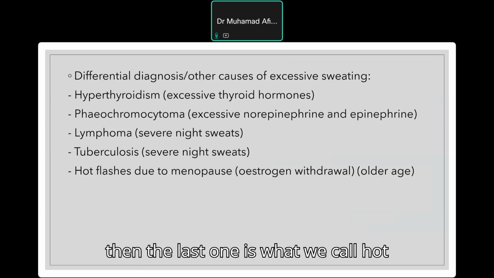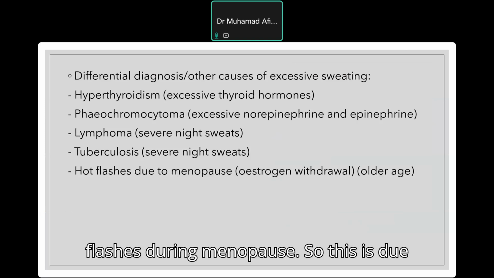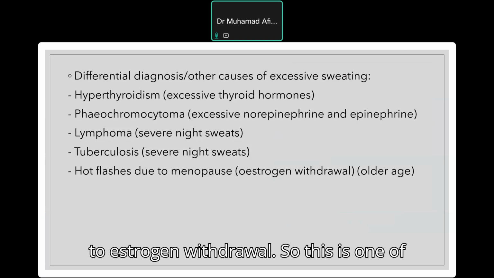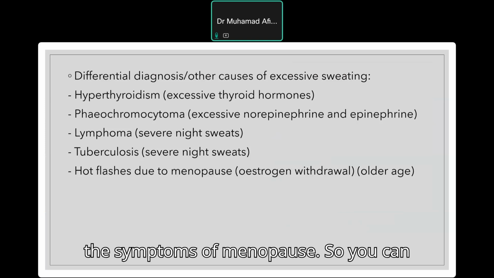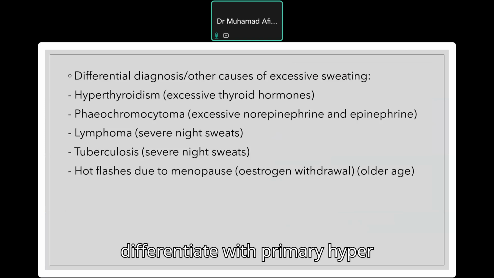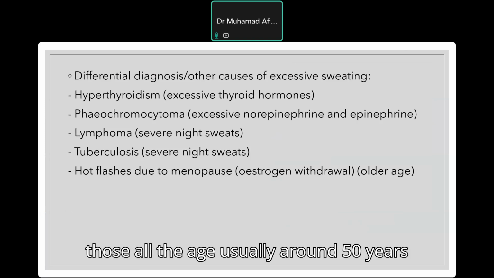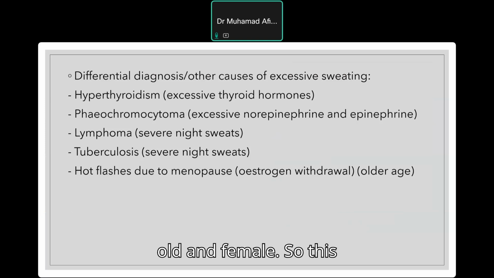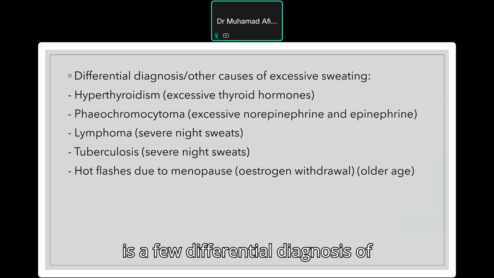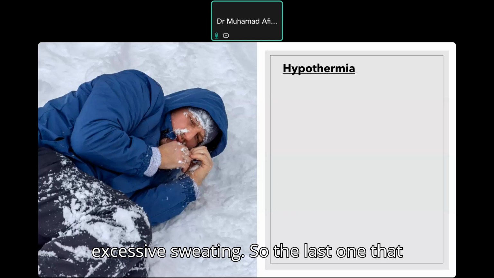And then the last one is what we call hot flashes during menopause. So this is due to estrogen withdrawal. So this is one of the symptoms of menopause. So you can differentiate it from primary hyperhidrosis because menopause obviously affects those of older age, usually around 50 years old, and female. So these are a few differential diagnoses of excessive sweating.